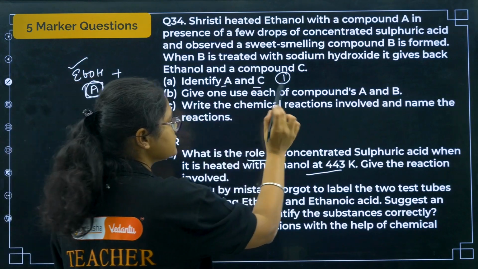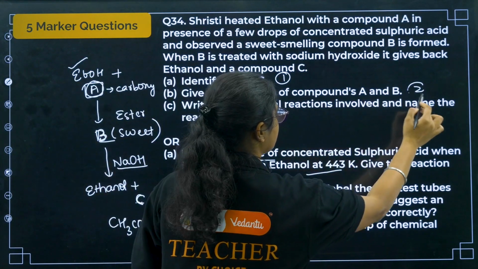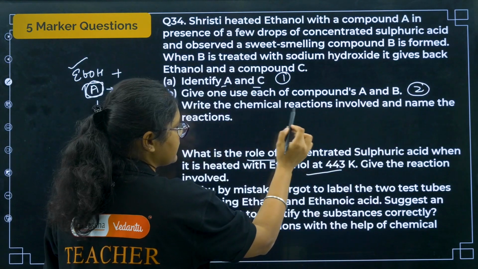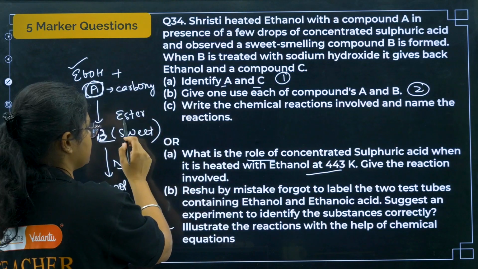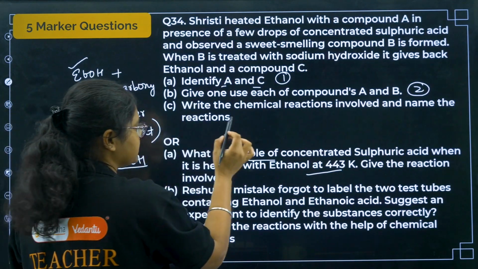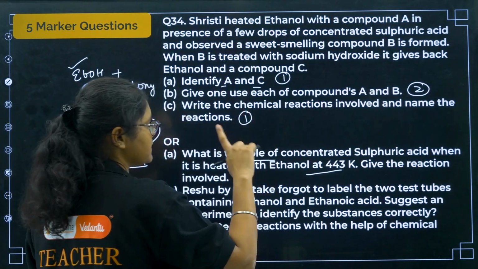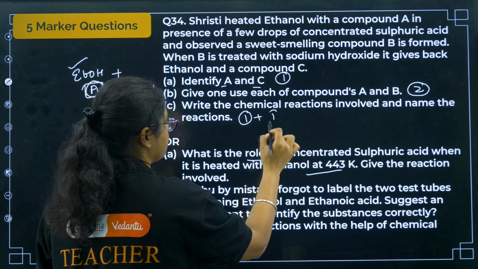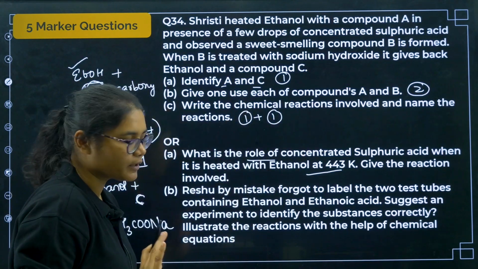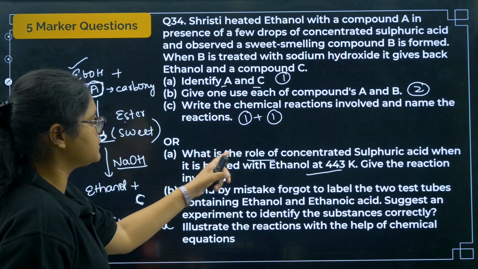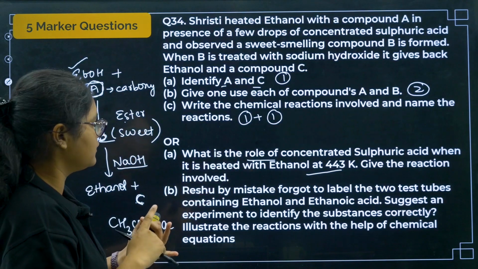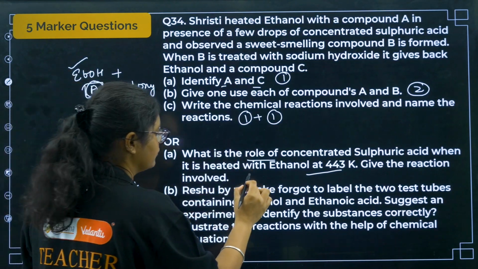Okay, one use of each, so 1 plus 1, here you will get 2 marks. And this question, write the chemical reactions and the name. So esterification and its reaction, if you write, that will carry 1 mark, and saponification and its reaction, that will give you 1 mark. So total 5 marks. Okay. Next, the role of sulfuric acid will give you 1 mark, and the reaction if you write, this will give you 2 marks.